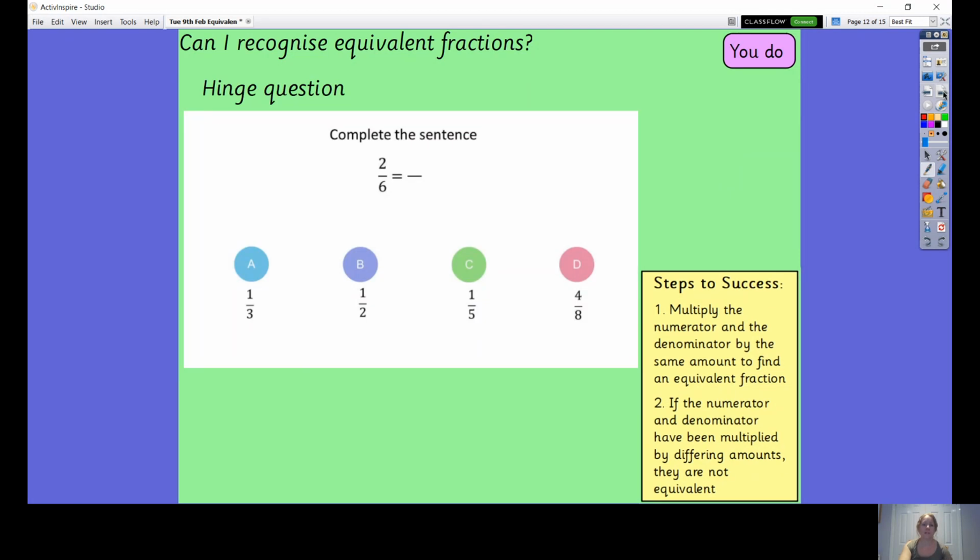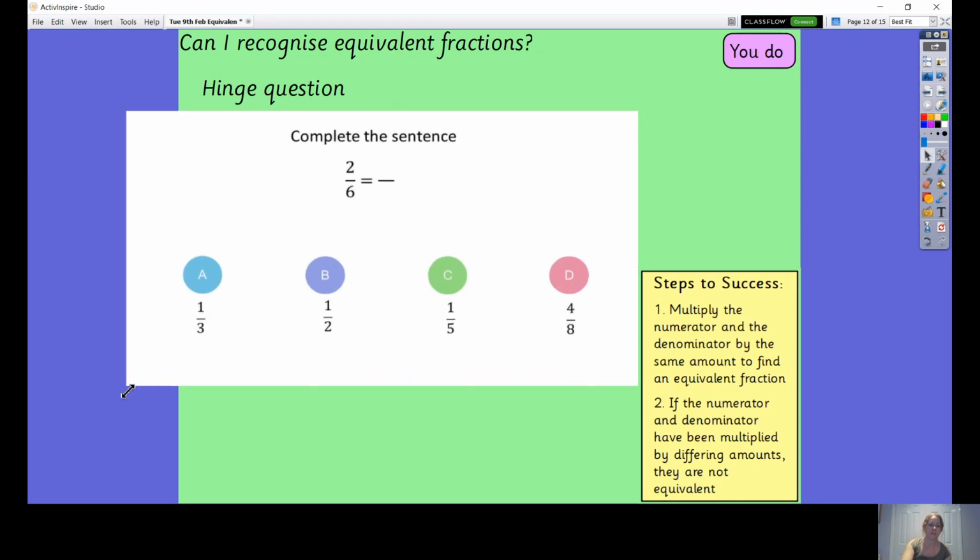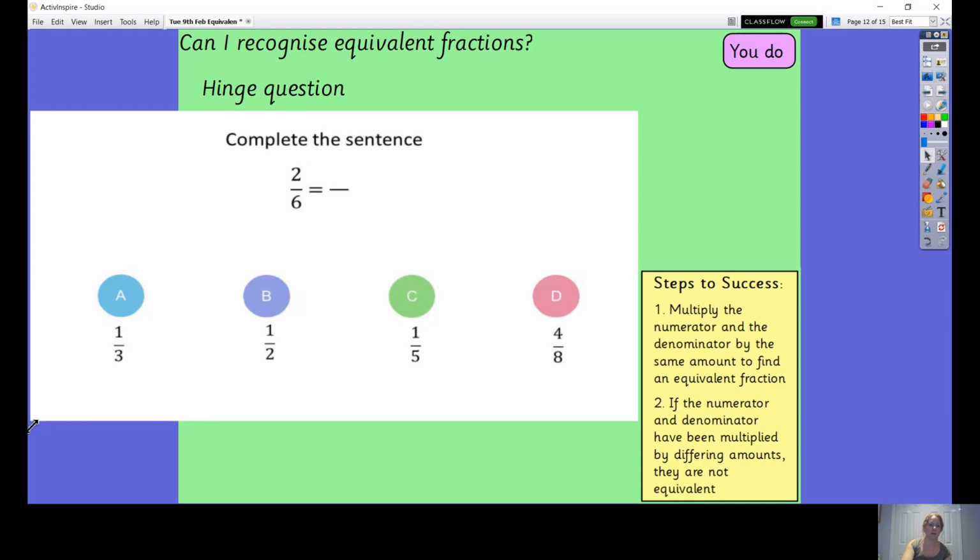So for your hinge question, pause here please and complete the fraction sentence. So we've got 2/6 is equal to, and I want you to think about what it is equal to. And remember, you have to do the same to the top as you do to the bottom. So pause here and have a go, please.